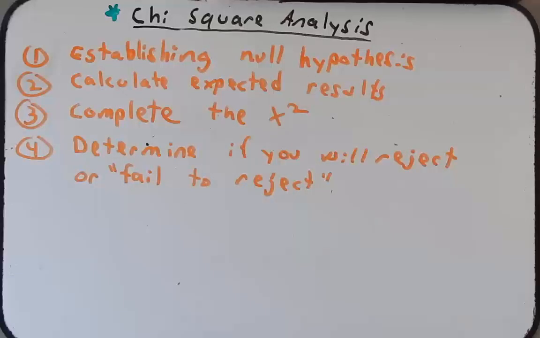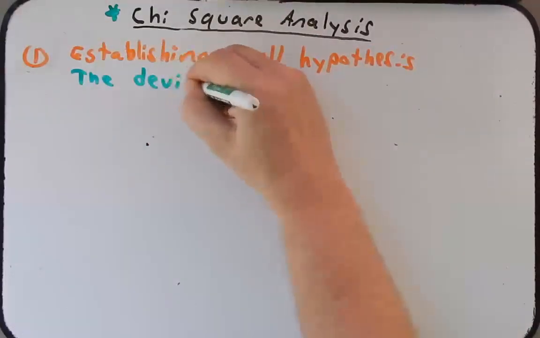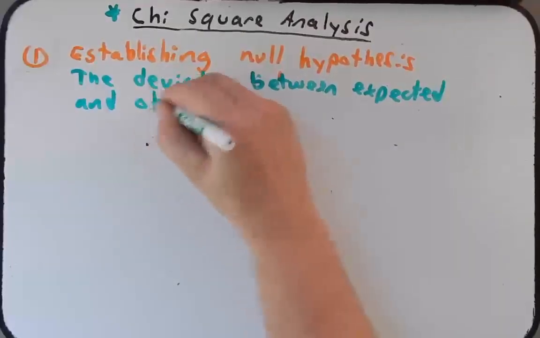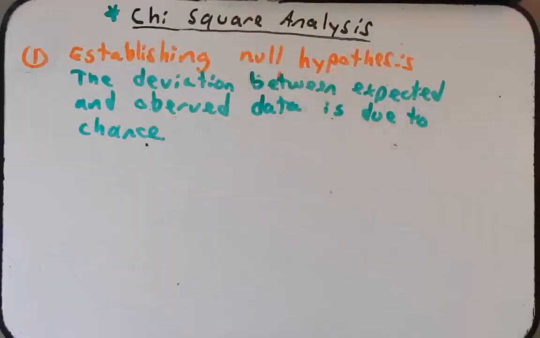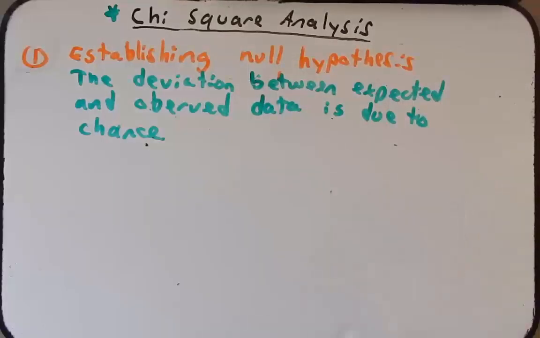Let's begin by establishing our null hypothesis. For this, we might say the deviation between our expected and observed data is due to chance. So there's no difference between expected and observed. That is our null hypothesis. If we end up rejecting this, then we'll have to come up with an alternative hypothesis.